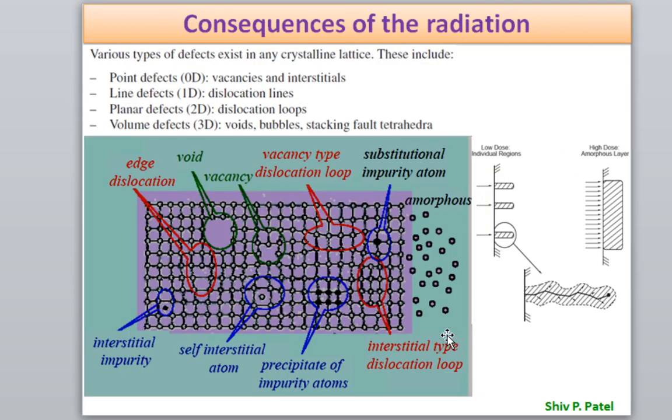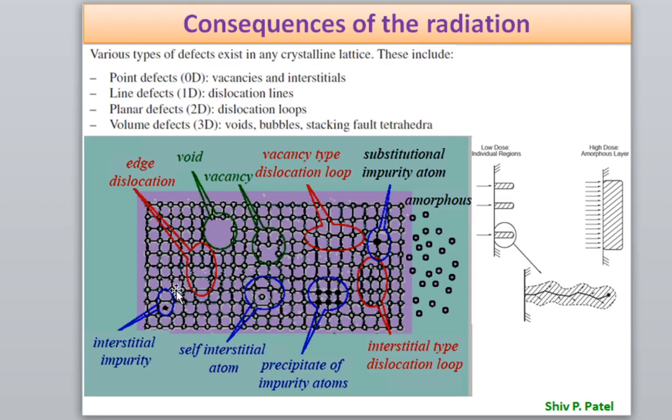So we know that different types of defects are there. What will be the consequences of the radiation, that is, what will radiation give? Various types of defects exist in a crystalline lattice. This includes point defects, which are zero dimensional vacancies and interstitials; line defects, that is dislocation lines; planar defects, that is two dimensional dislocation loops; and volume defects, three dimensional voids, bubbles, stacking faults, tetrahedra. All kinds of these defects can be created using the ion beam, by choosing different energy and different ion species. So here I have shown what occurs due to the ion radiation.